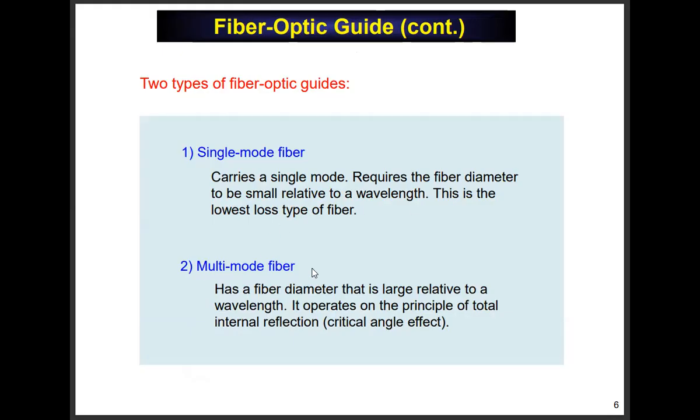Okay, but then there's the multi-mode fiber, which has a diameter that's maybe 10 times larger or something. So the diameter might be 10 wavelengths or something like that. And it's lossier, okay, but it's a cheaper type of fiber. Okay, and it operates on a different principle. It operates on the principle of total internal reflection, in other words, a critical angle effect.